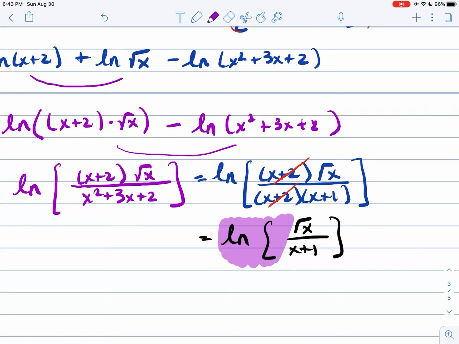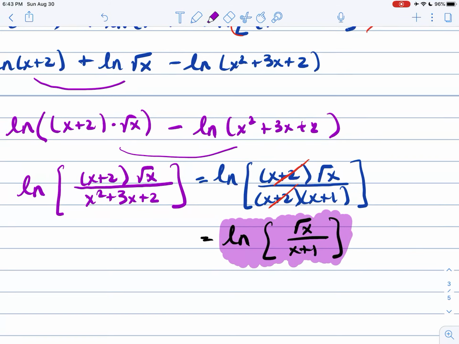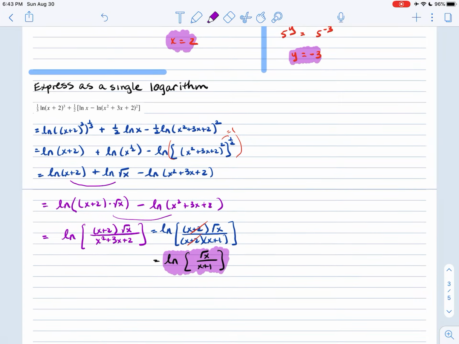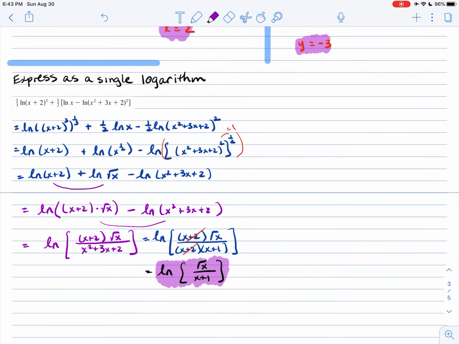And that does it for a basic overview of exponent rules and logarithmic rules and the relationship between exponential functions and logarithmic functions.